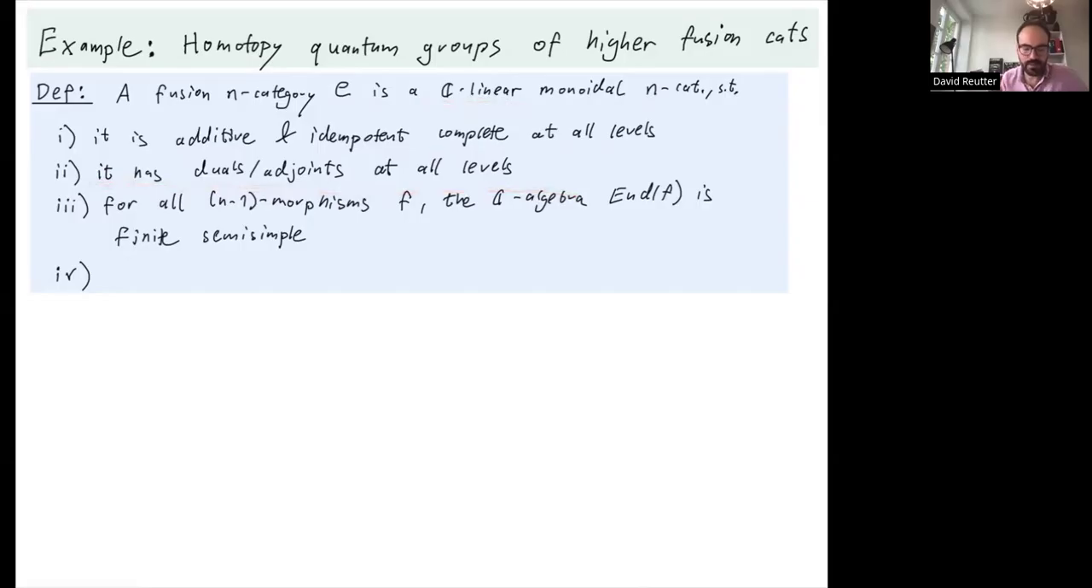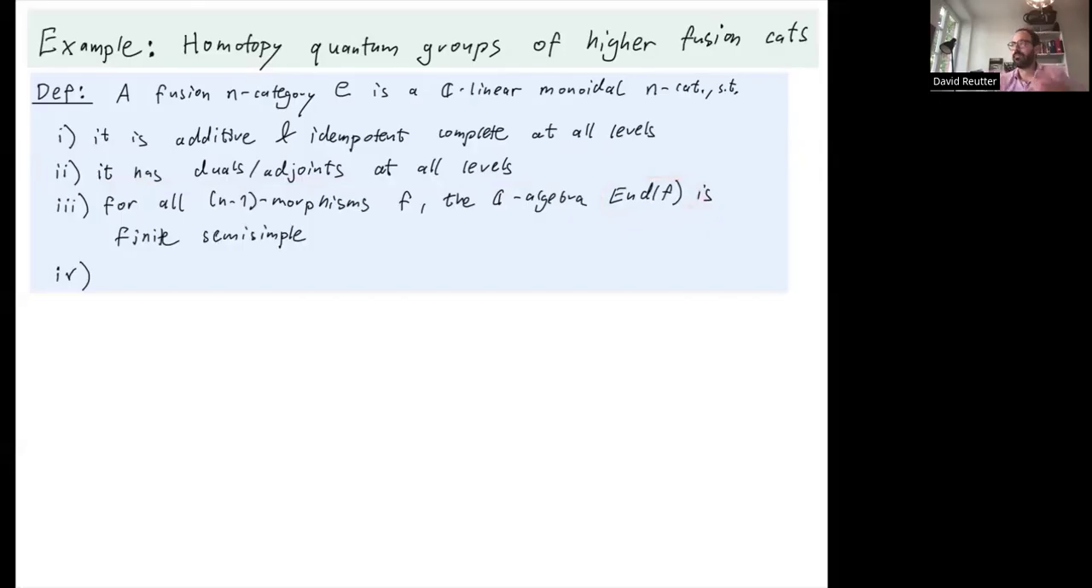Moreover, again, this is a very finite gadget, so this should have duals and adjoints at all levels. So all objects have duals on both sides, and all one-morphisms have adjoints, and so on all the way, also very familiar. And then another condition that you ask is if I have any n-1 morphism between any two n-2 morphisms, then I can look at the algebra of endomorphisms of that.